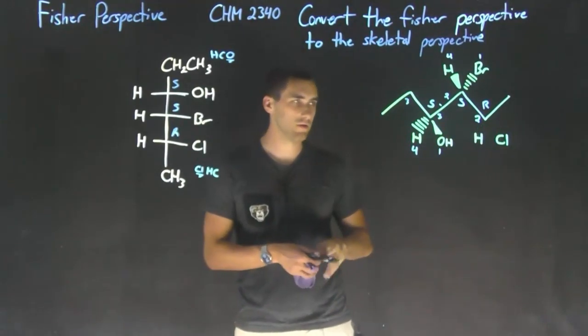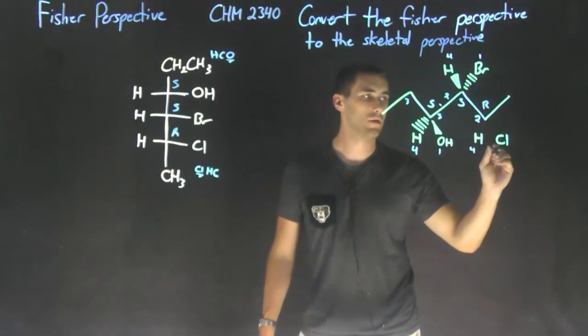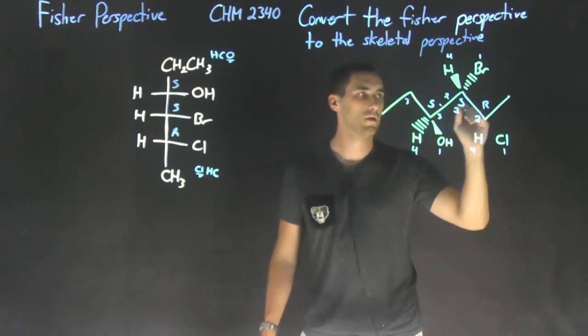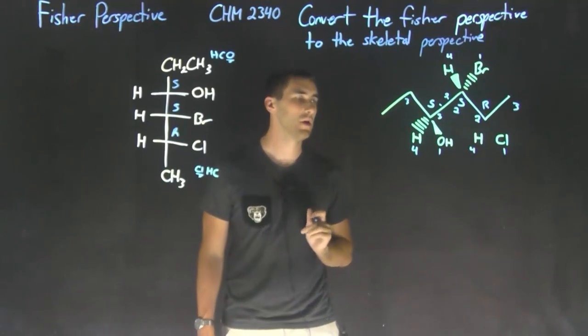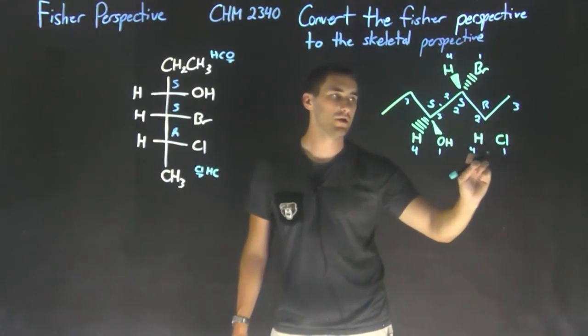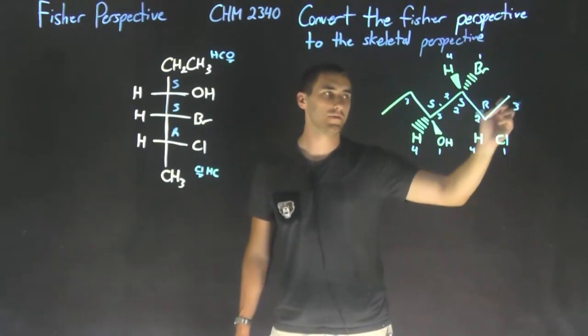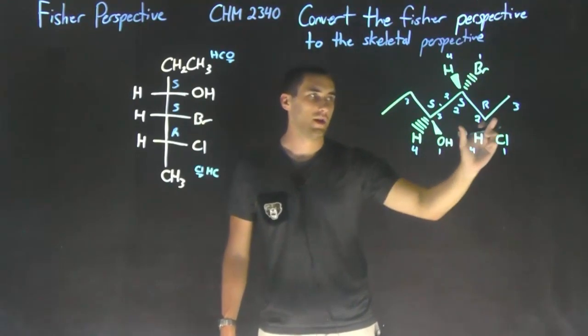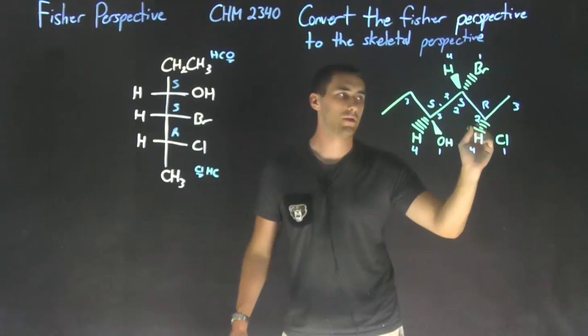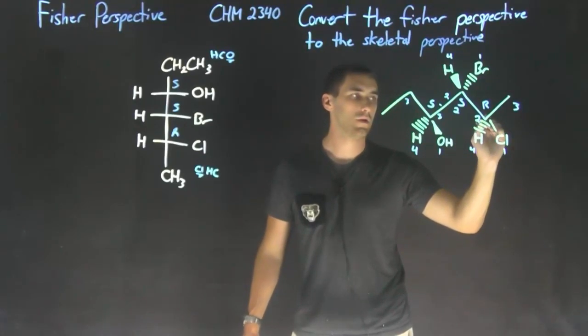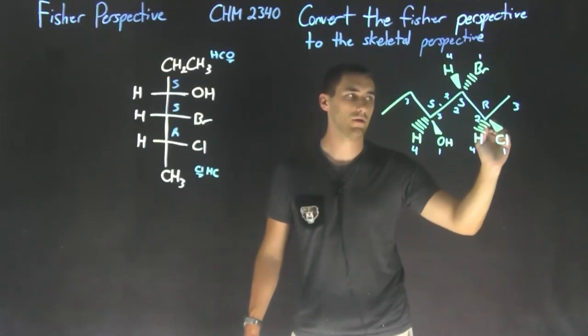For the last one, we have 1, 2, 3, 4. If we want the R configuration, we would go this way, and that would be correct. So we leave that the same. We would leave hydrogen in the back.